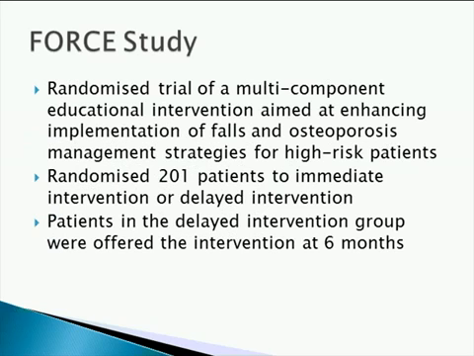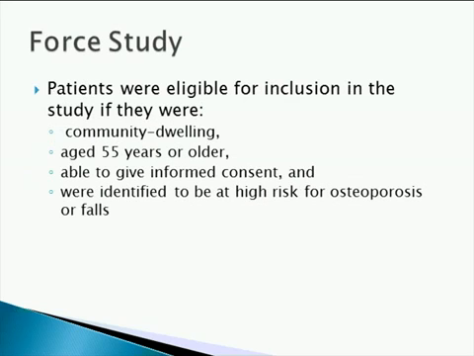As I said, we know there's evidence around osteoporosis. We know if we treat people with osteoporosis, we can decrease their risk of fracture. Similarly, we had good evidence from falls prevention. What we didn't know is whether or not our intervention was going to work to implement that. So we did it as a randomized trial of a multi-component intervention, where we looked at both falls and osteoporosis management. We randomized 200 patients to either getting the intervention immediately or getting it at 6 months. And as I said, it was very much tailored to the context.